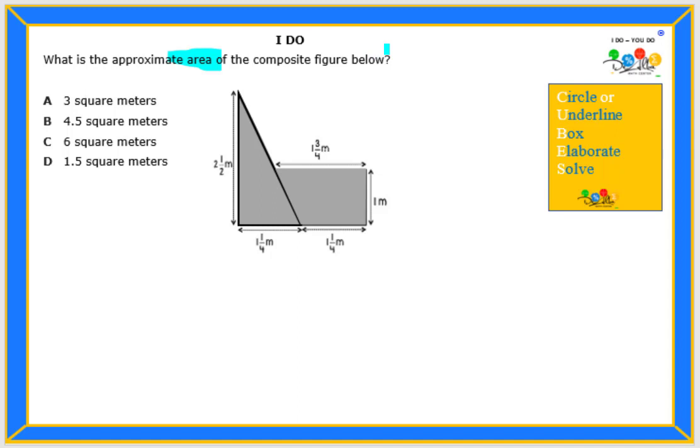So the first thing we're going to do is look at the figure, and since we know we're finding area, we should find shapes that we can find the area of. So I see two figures that have been put together that I know how to find the area of. So the first figure that I have is this triangle. So I want to find the area of a triangle.